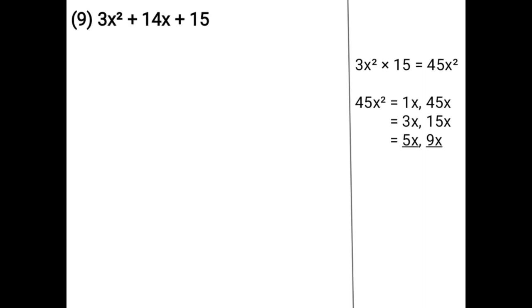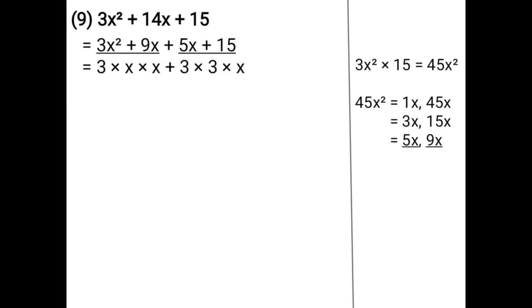First you have to write first term as it is, that is equal to 3x square. Then you have to write the expansion form of the middle term, that is plus 9x plus 5x. Then third term you have to write as it is, plus 15. You have to underline and make two groups. Then next step you have to write multiplication form, that is equal to 3x square is 3 into x, plus 9x you have to write 3 table, that is plus 3 into x, plus 5x is plus 5 into x, plus 15 number now you have to write 5 table, that is plus 5 into 3.